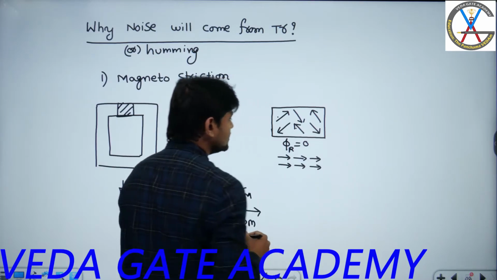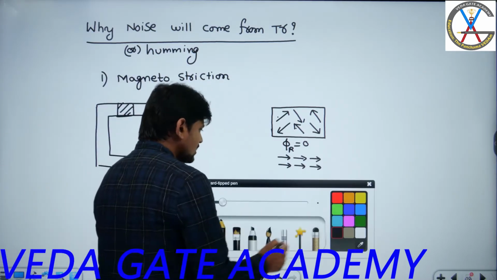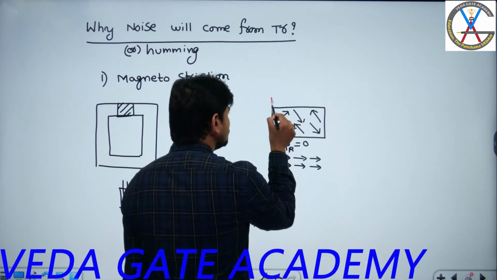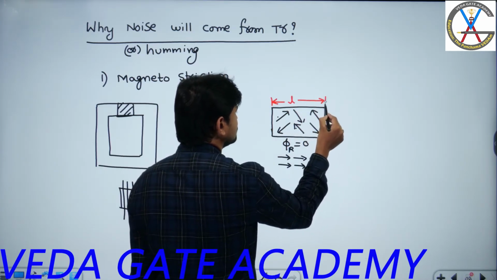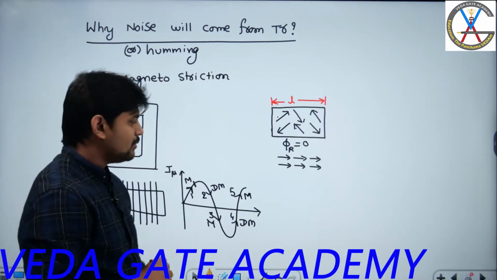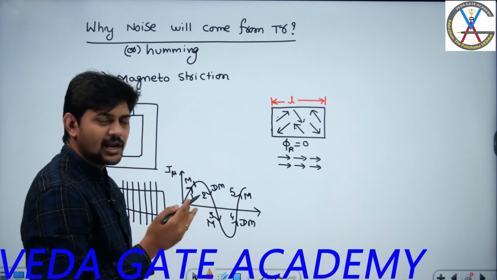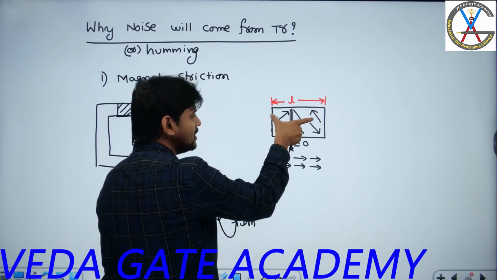The moment all these dipoles are aligned uniformly, suppose in the initial case, I am assuming that the total length occupied by these 6 dipoles which are non-uniformly aligned is L. Now the moment all these 6 dipoles are aligned uniformly, can I say I will get the same length occupied as in the previous case?